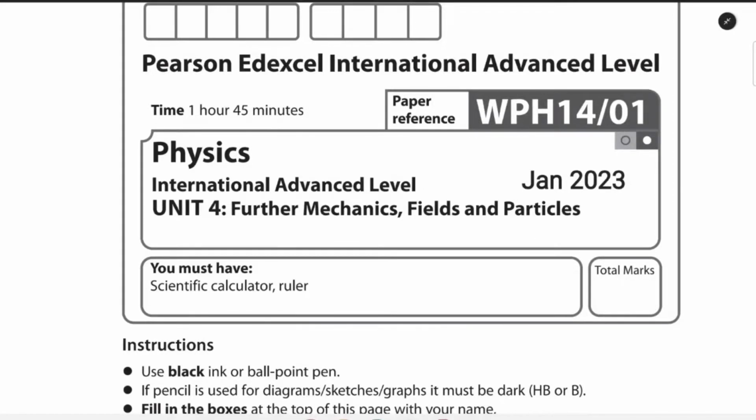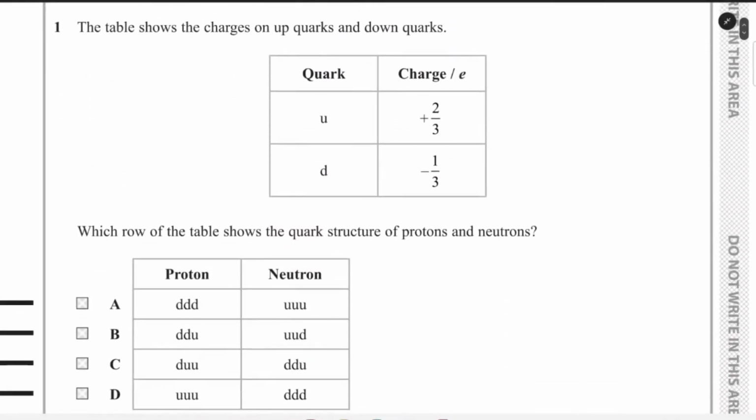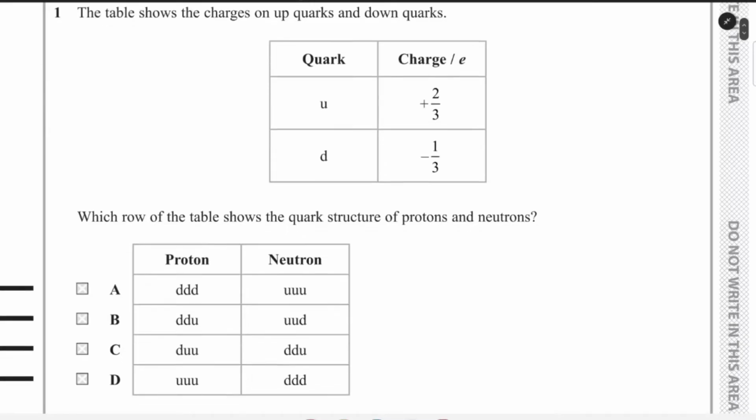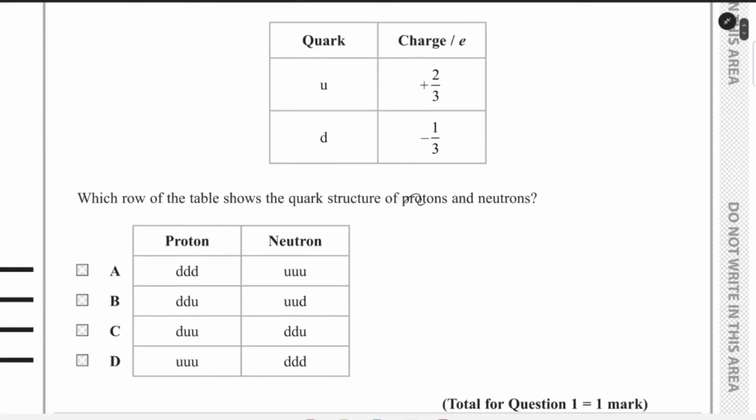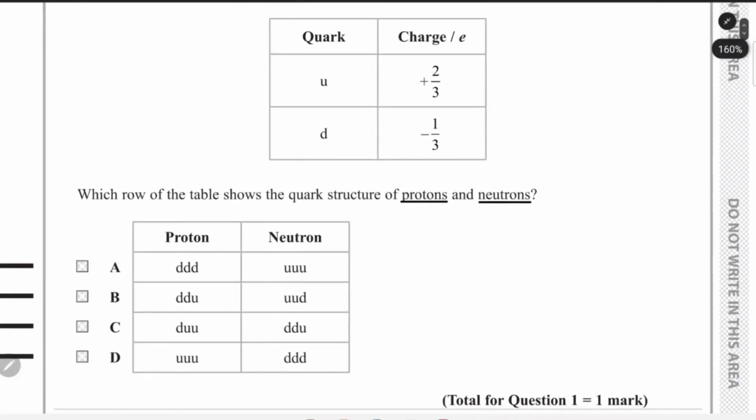Welcome to Mathematics. Today we'll be solving the Pearson Edexcel IAL January 2023 paper of Physics Unit 4. In the first question, we are given a question about the structure of protons and neutrons, and we have to deduce the quark structure for them.